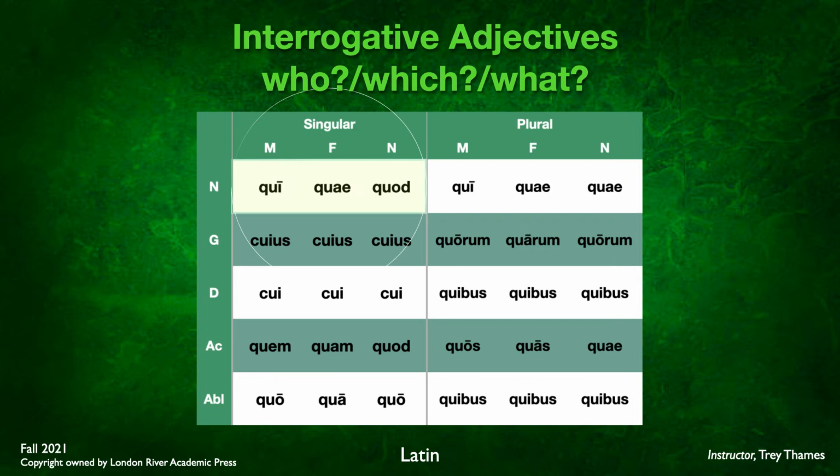So again, we have qui, quae, quod, cuius, cuius, cuius. And the dative cui, cui, cui, accusative quem, quam, quod, ablative quo, qua, quo. And again, the plural forms here: qui, quorum, quibus, quos, quibus, quae, quorum, quibus, quas, quibus, and the neuter quae, quorum, quibus, quae, quibus. So when you see these forms, you have to ask yourself, are they the relative pronoun? Are they the interrogative pronoun? Are they the interrogative adjective? Well, we'll look here in just a minute and see how you distinguish the difference.